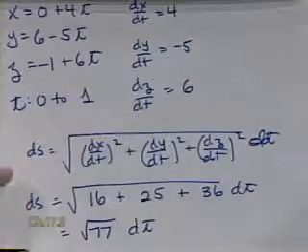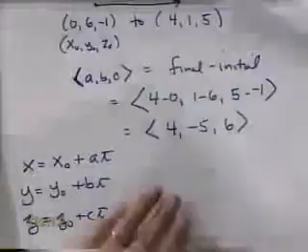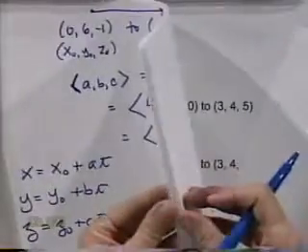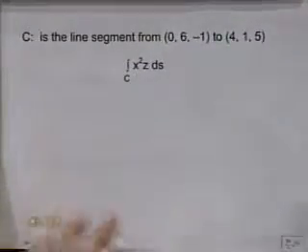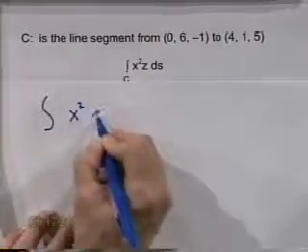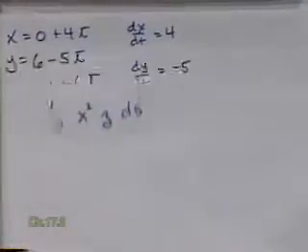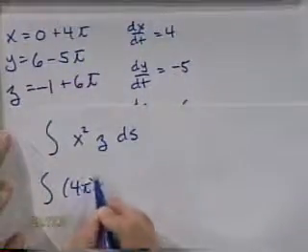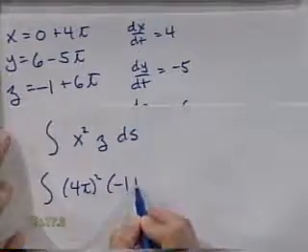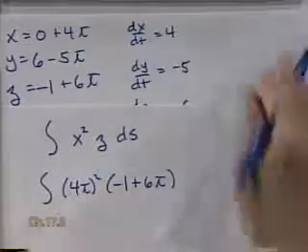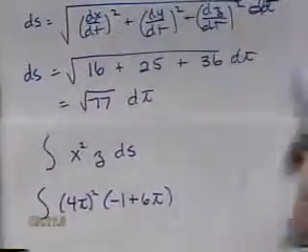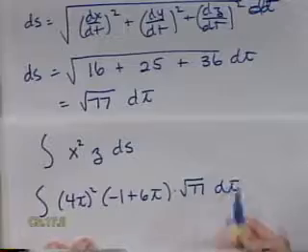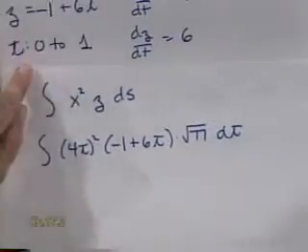Okay, now I'm ready to do my substitutions. So what was the integral that we're doing? Pulling this back, the integral that we're doing right here is we're integrating along the curve of x squared z ds. Now coming back here, what did we have x to be? We have x is 4t. z is minus 1 plus 6t. And ds a few minutes ago I figured out was the square root of 77 dt. And t for this line segment was ranging from 0 to 1.